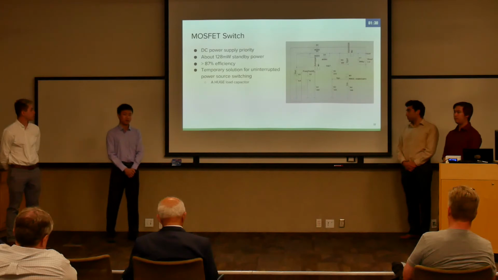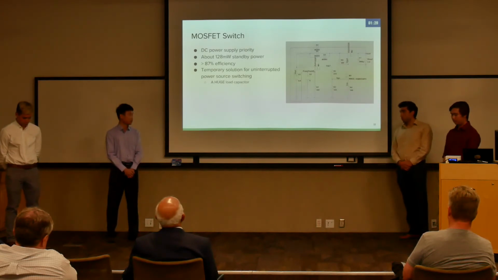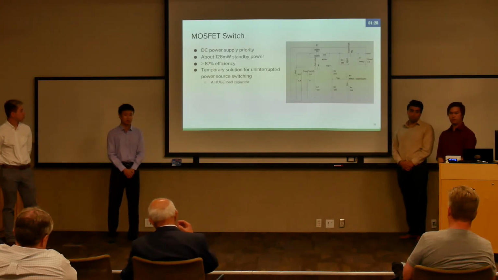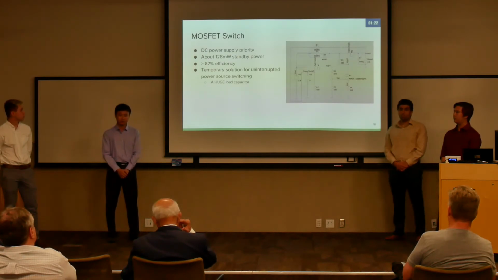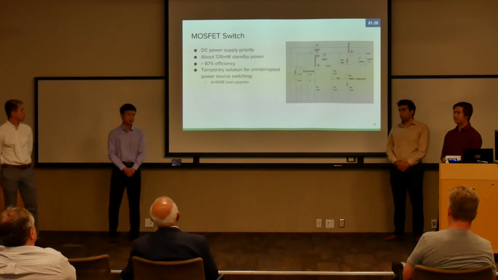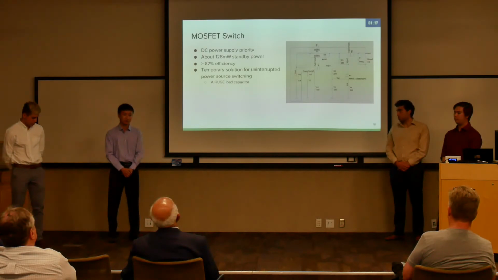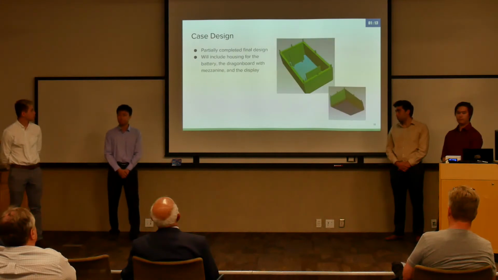So to achieve uninterrupted switching, we place a huge capacitor at the output of the switch, to smooth out the transition between DC input and battery pack. It's a temporary convenient solution that's not based on calculation and should be improved in the future for better performance.